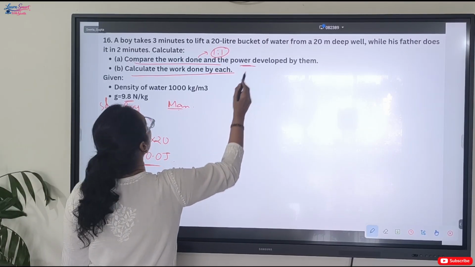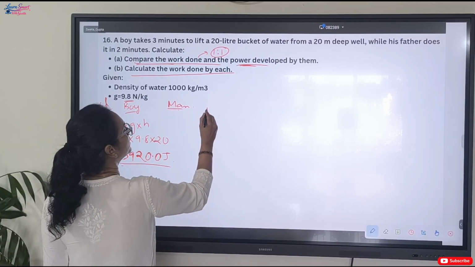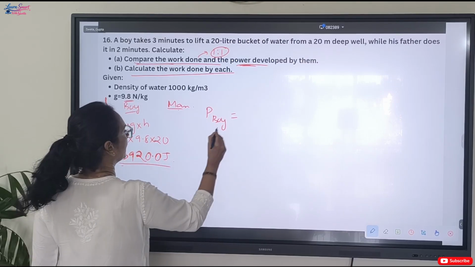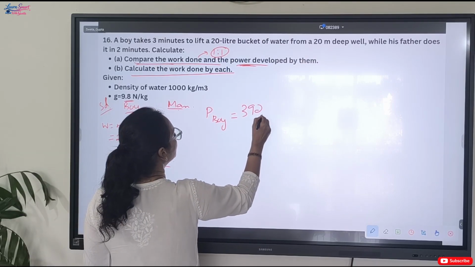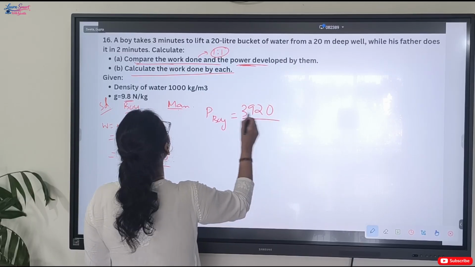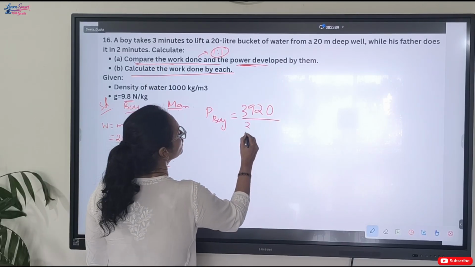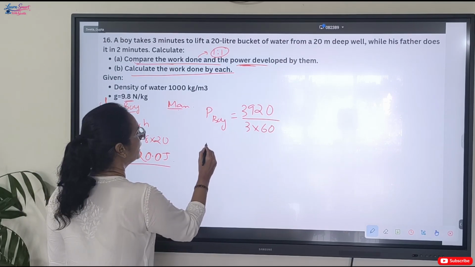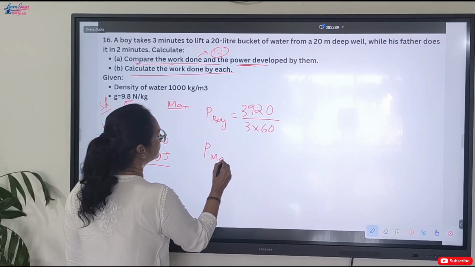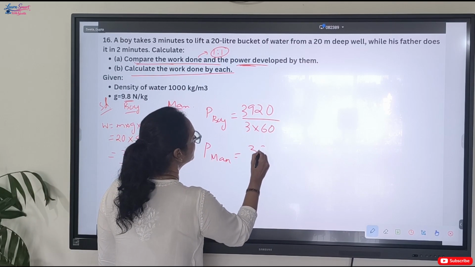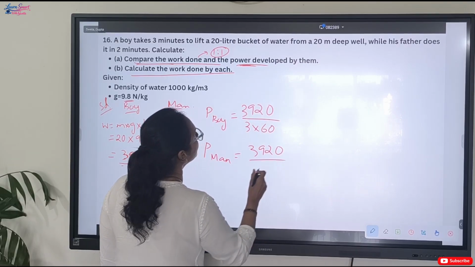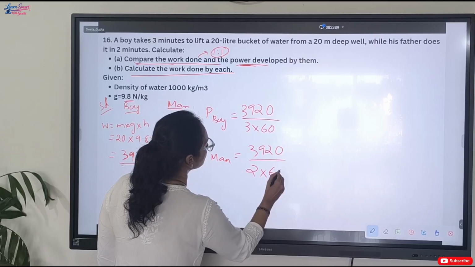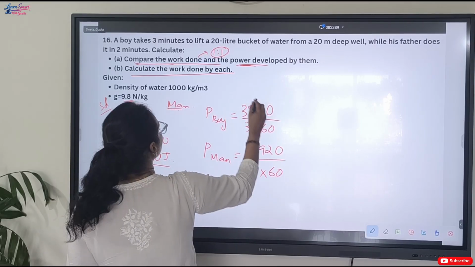Now coming to the power developed by them. So power of the boy will be work done upon time taken, which is 3920 upon time taken by him is 3 minutes. So 3 into 60, we have converted the time to seconds. And power of the man will be 3920 upon time taken and he takes time 2 minutes. So 2 into 60. Now we have to compare the power.